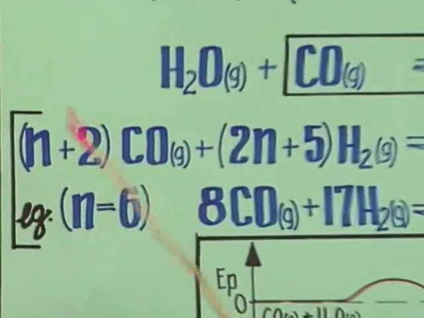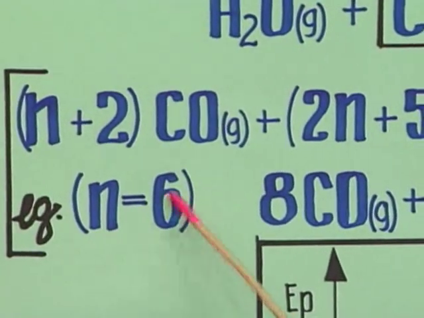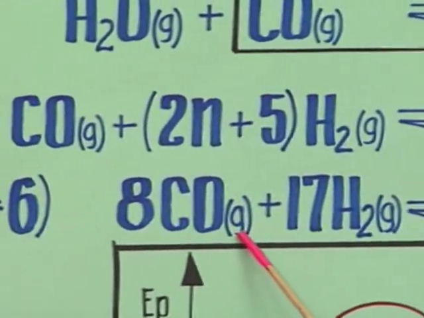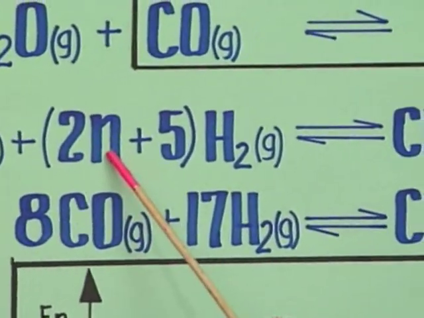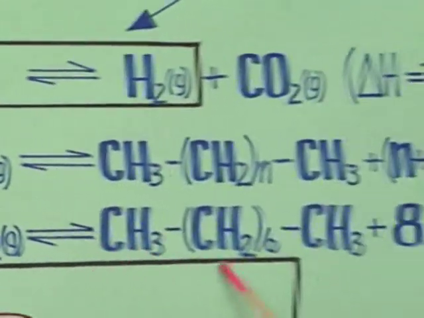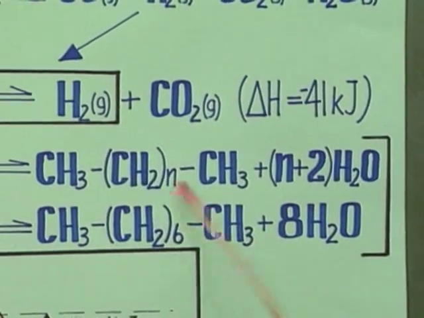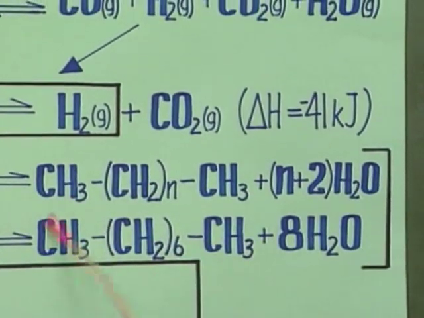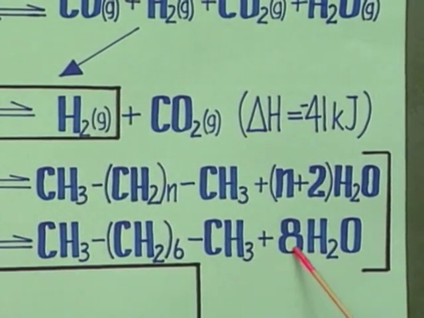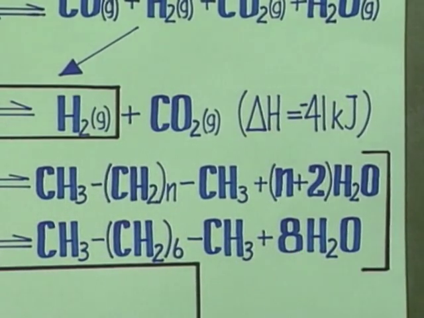Let's take the example where n equals 6. 6 plus 2 is 8 molecules of carbon monoxide gas, reacting with 2 times 6 is 12 plus 5 is 17 molecules of hydrogen gas to produce octane, which is part of petrol, together with other branched hydrocarbons, making up the octane value of petrol, and 8 molecules of water.